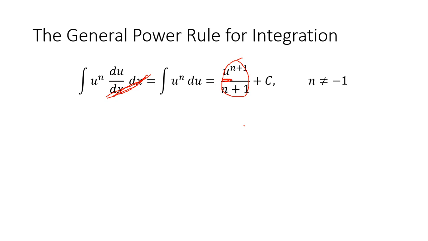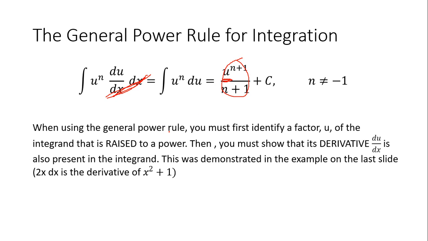Okay, so don't get super confused on that one. When using the general power rule, you must identify a factor u of the integrand that is raised to a power. So this only has to do with, obviously, powers. Then you must show that its derivative, du/dx, is also present inside of the integrand. So that's what's being plugged into this integral command. This was demonstrated in the example on the last slide.